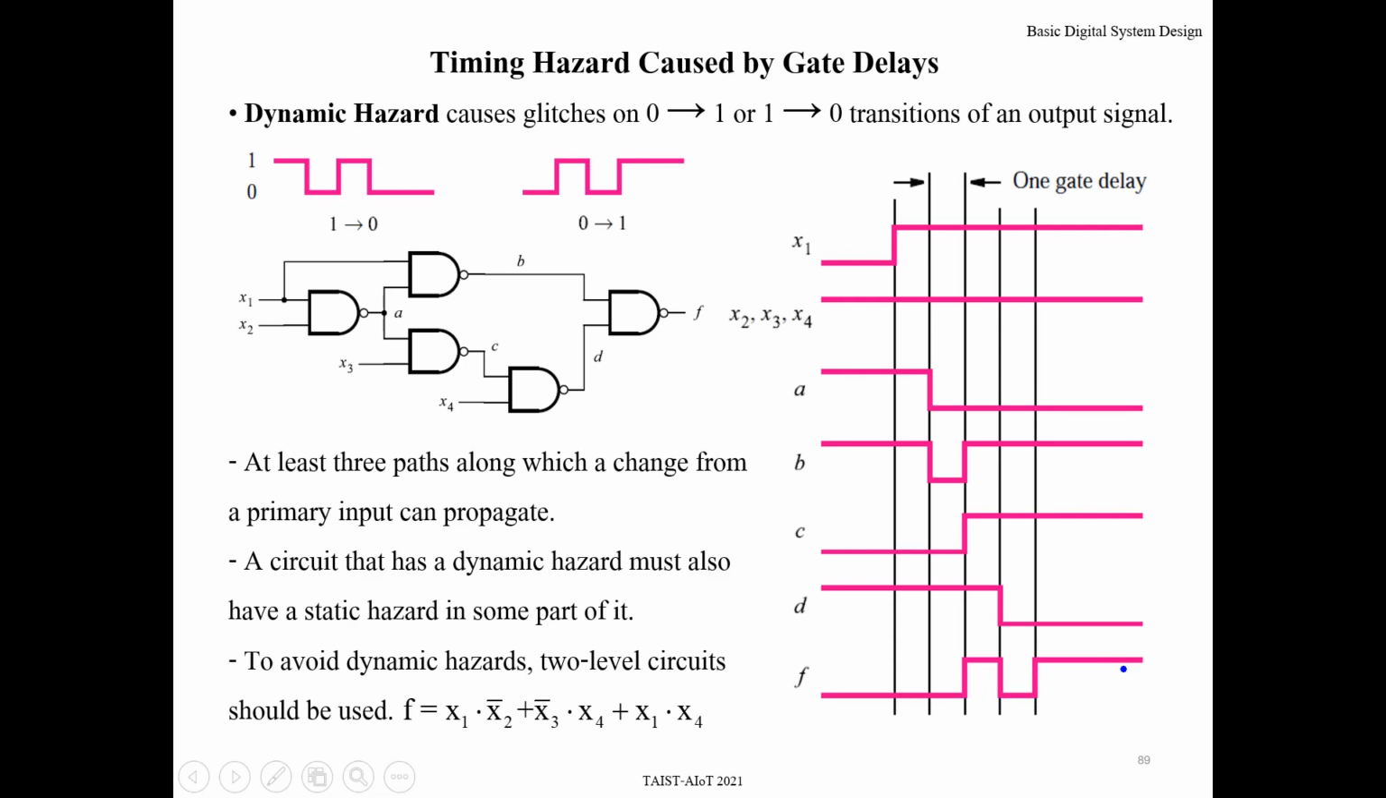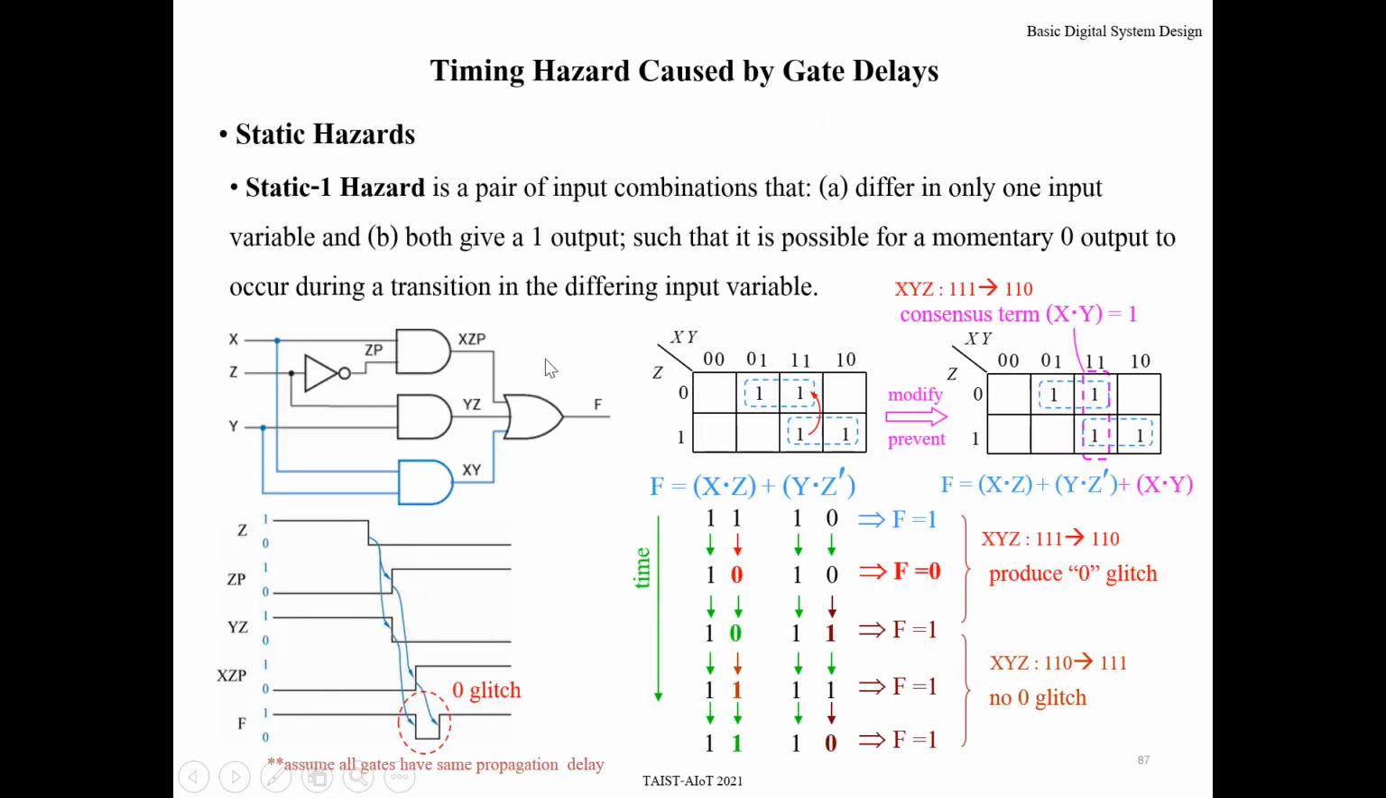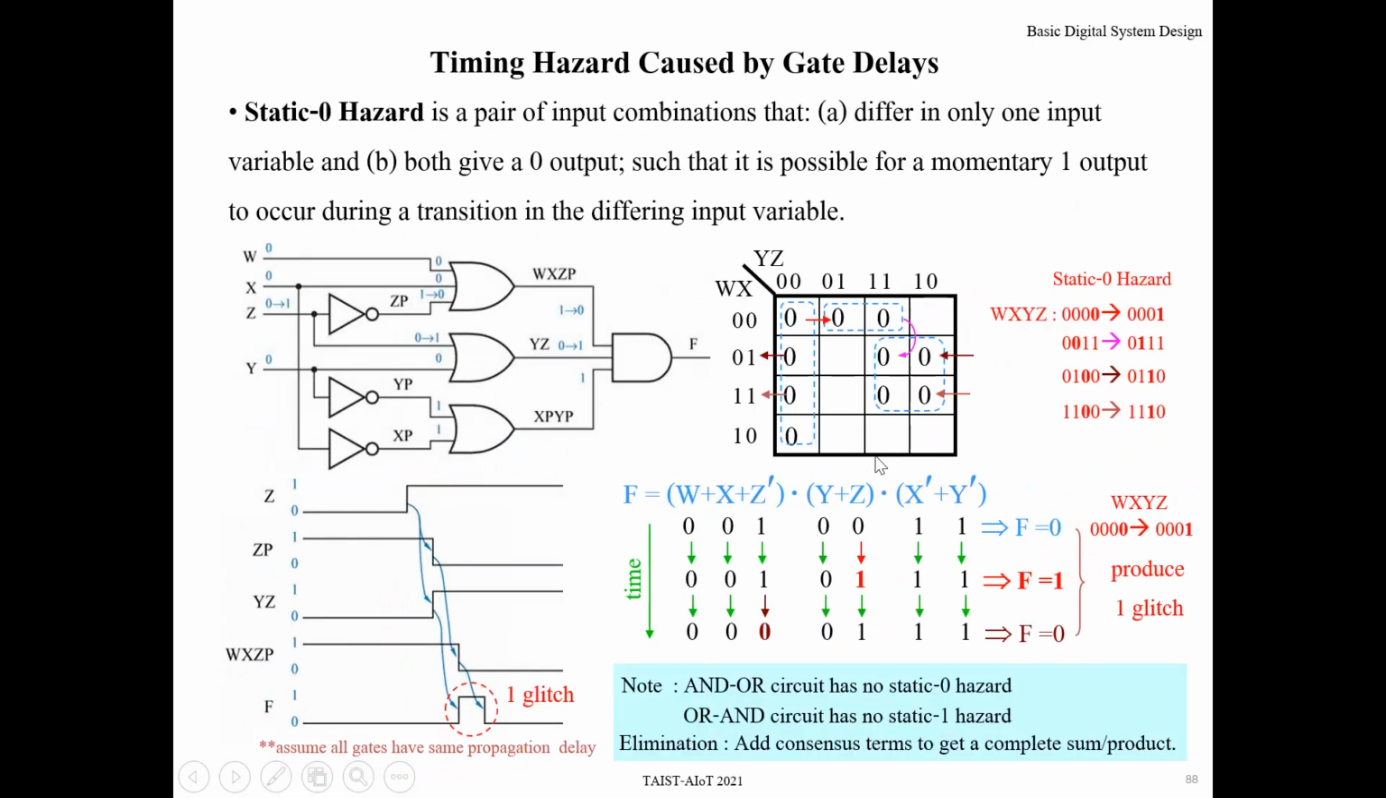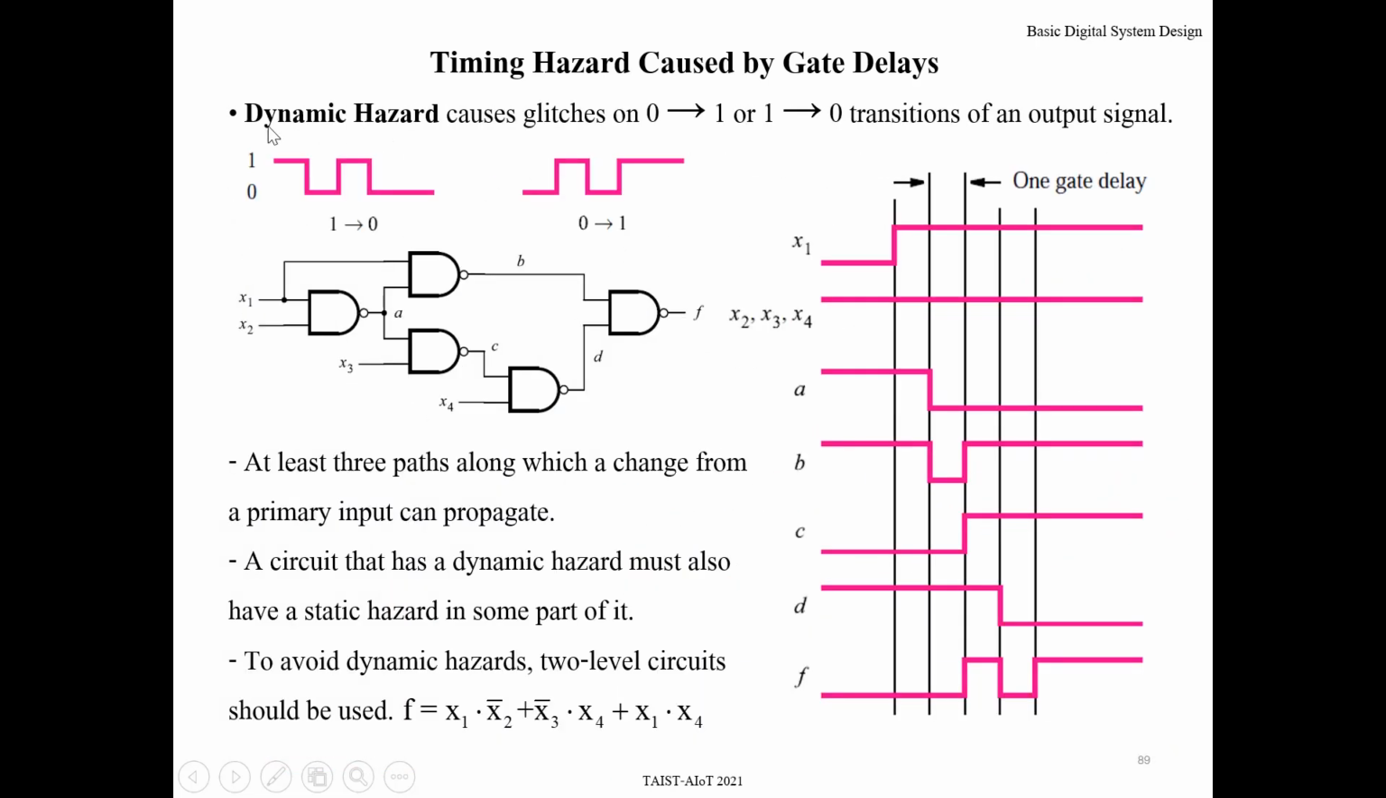Okay, to avoid this dynamic hazard, you should make the function by using the complete sum, similar to the static 1 hazard. Because if you can remove this problem, this dynamic hazard problem will not occur. Okay, that's all for today.